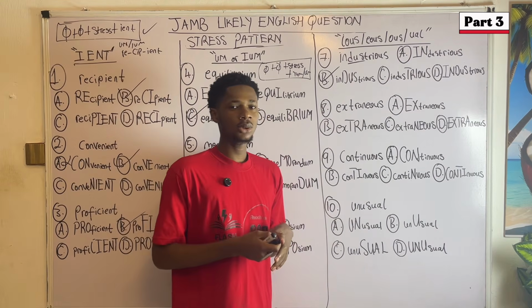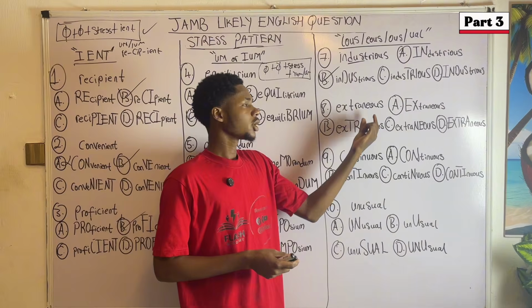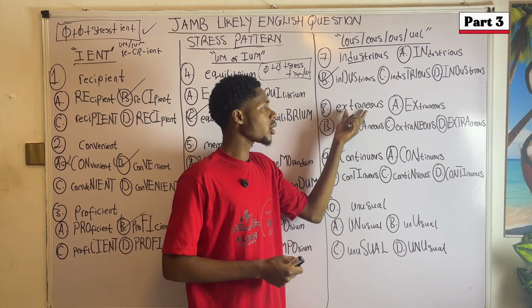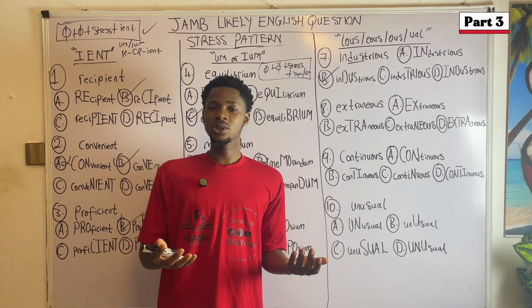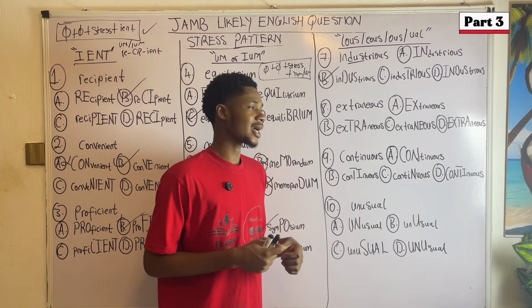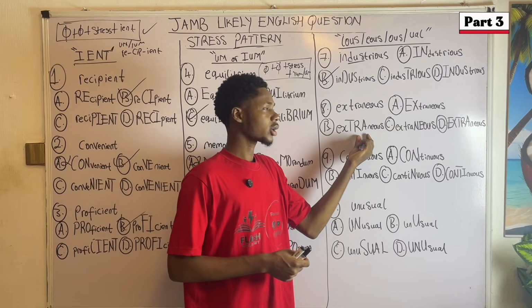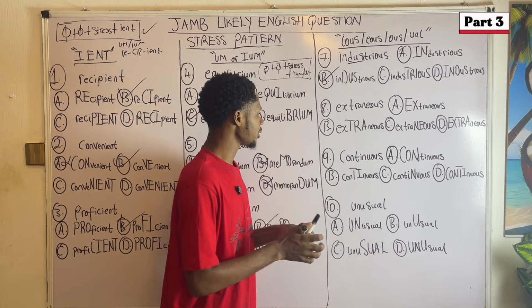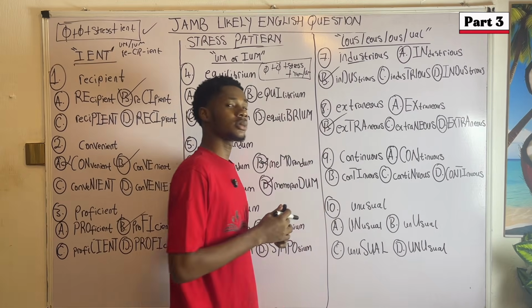Now next question on the board, we're having extraneous. In this case we're not having ious, but rather we're having eous. So for words ending with eous, how do you stress them? Same way, in same manner. We're going to stress the syllable before the last. That is what now? Nay. We have extraneous. Emphasis will be laid on what now? Nay. So for this one, option B is also the answer.